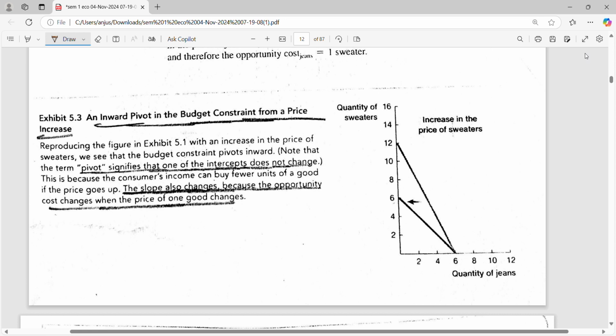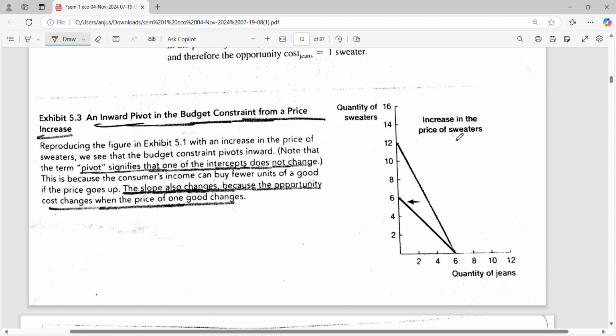So, as the continuation of last chapter, consumers and incentives of semester 1 economics major introductory microeconomics, University of Delhi. Now we are going to discuss how the price change of a commodity influences the budget line. Also the income change will be discussed. So first let's discuss price change.